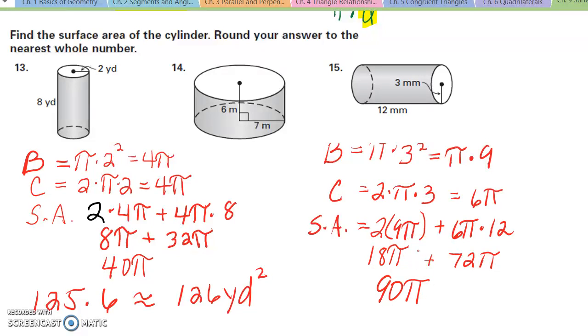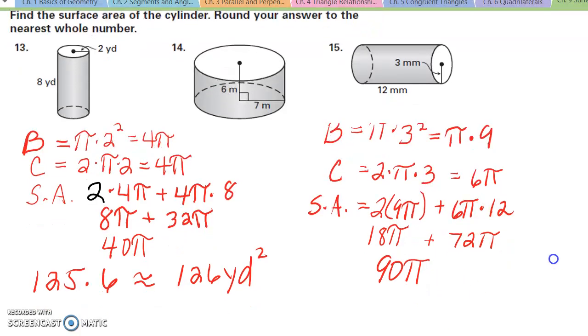And then now we'll go to the calculator, and we get 282.7. So that's approximately equal to, rounded to the nearest whole number, we have to round up, 283 millimeters squared. There's our answer, rounded to the nearest whole number.